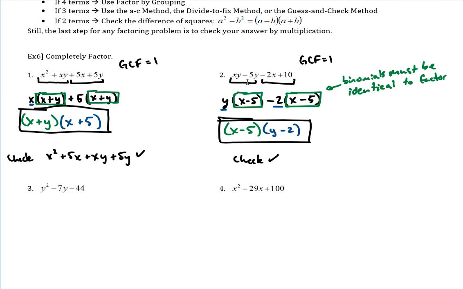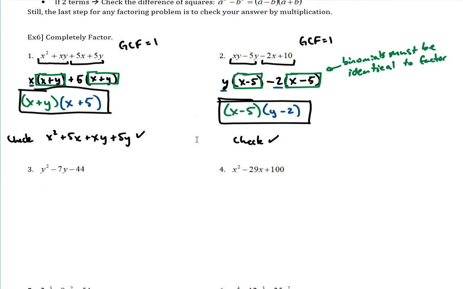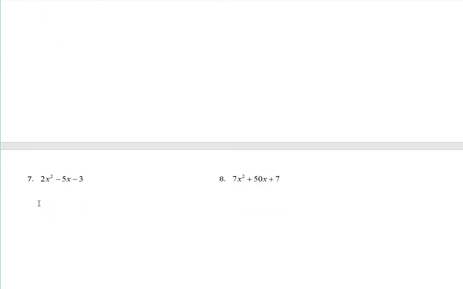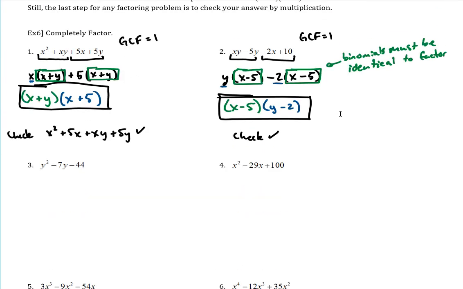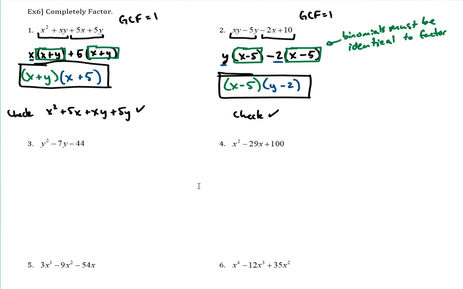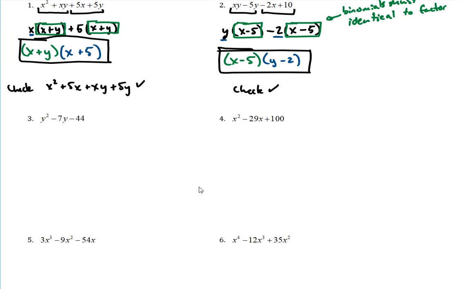So these were the four-term problems. The most frequent factoring is usually three terms, which is our next bunch. So if you want to take a pause for this four-term part, I'm going to keep it going. I'm going to keep all of the factoring in one kind of long video.